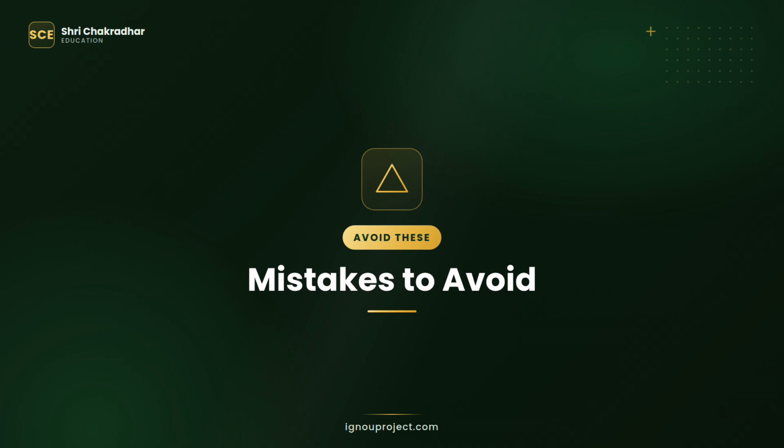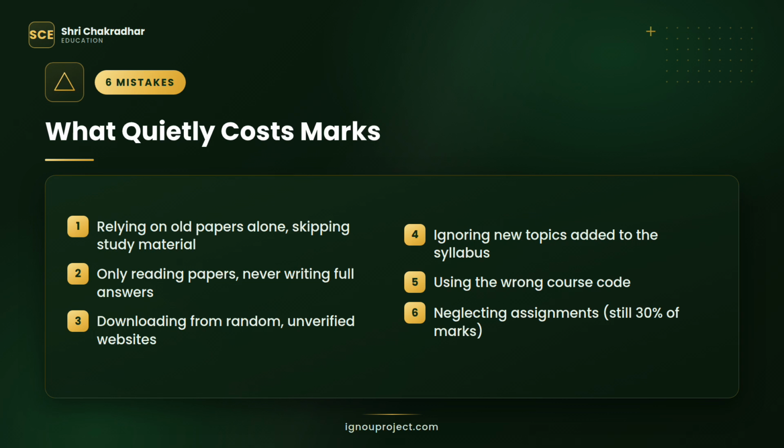Now, a few mistakes that quietly cost students marks. 1. Relying on old papers alone and skipping the study material. 2. Only reading papers, never writing full answers. 3. Downloading solved papers from random, unverified websites. 4. Ignoring new topics that were recently added to the syllabus. 5. Using the wrong course code so the paper does not match your units. And 6. Neglecting assignments which still carry 30% of your marks. Avoid those 6, and your past paper practice becomes genuinely powerful.